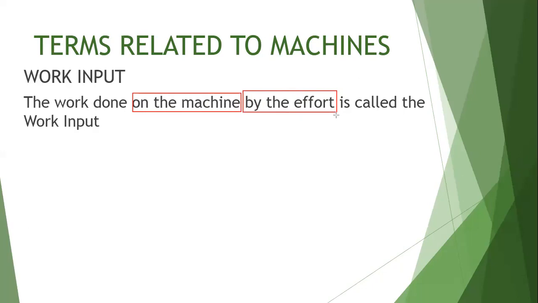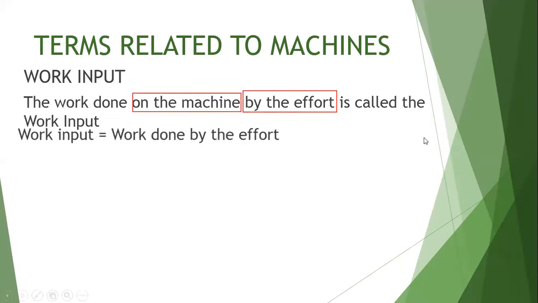Obviously, there is a very simple condition applicable here: you have to do some work on the machine and the machine will do some work on the load. So the work input, whatever work we have to give to the machine, is equal to the work done on the machine by the effort. Effort is nothing but the force we are applying, and that's why we call it a work input.